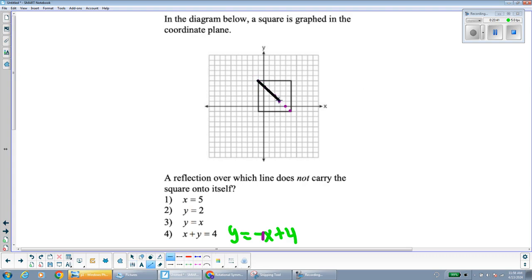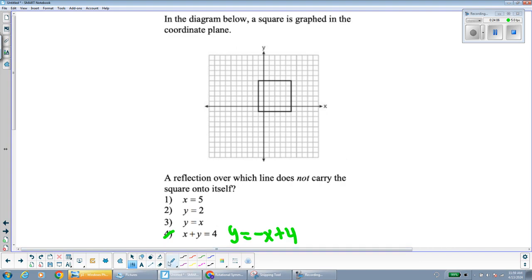And notice how this line is a line of symmetry of the square. If we take a look at both sides, they're mirror images of each other. So if we reflect over a line of symmetry, it will carry this figure onto itself. So that's not the answer choice that we're looking for here, because the question is which one will not carry it onto itself.